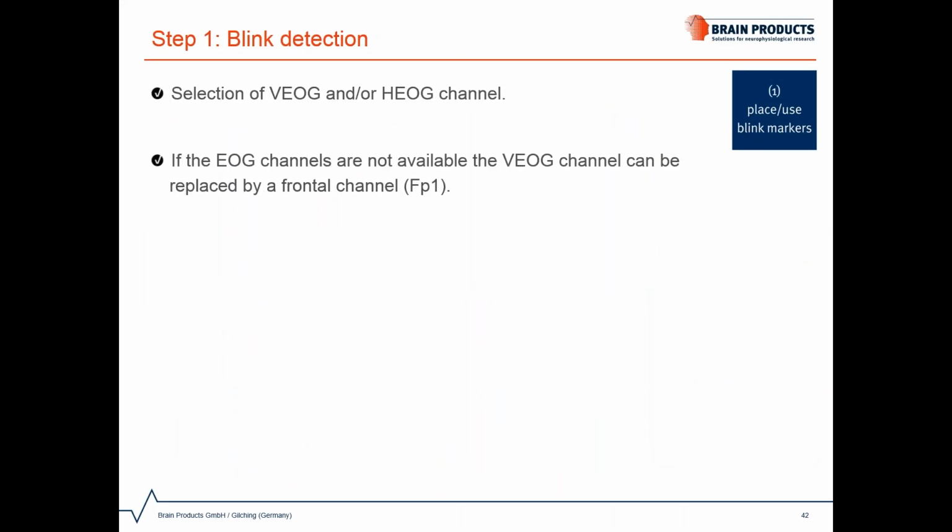So the first add-on is this that we did not see in ICA transformation. We need to select VEOG or HEOG channels as well if we want to benefit from the detection algorithm that pre-selects EOG components for us. And so these channels, first of all, they do not have to be EOG channels. There can be some channels on the scalp that pick up the artifact.